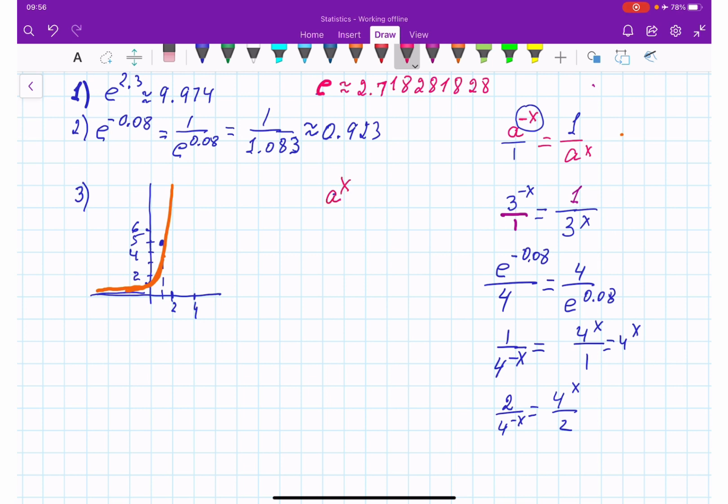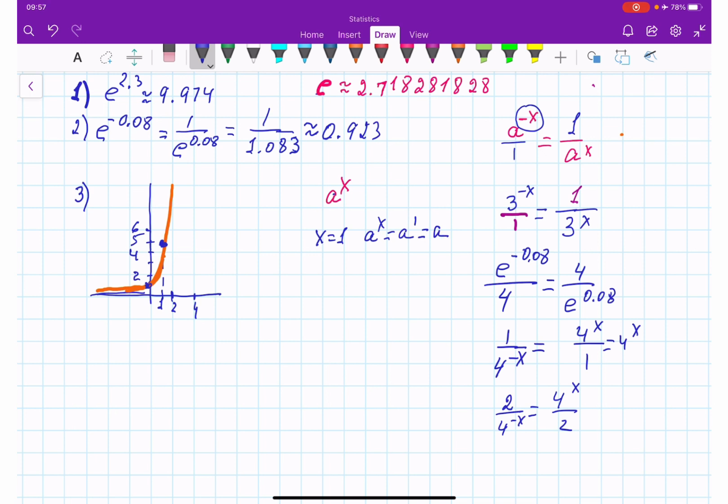a to power x. Now, how on earth do you identify which graph is this one? Very easy. Look here. If my x is equal to 1, then a to power x would be a, right? Because a to power 1 is equal to a.